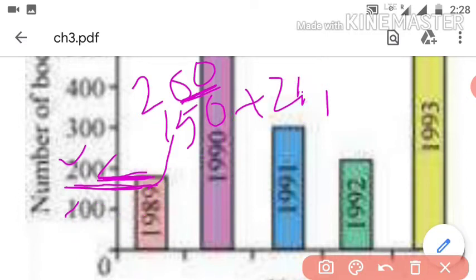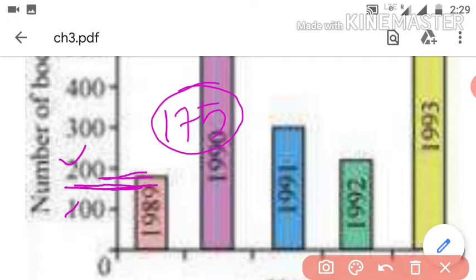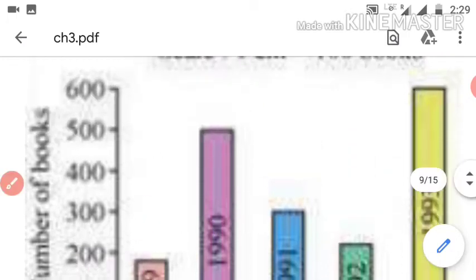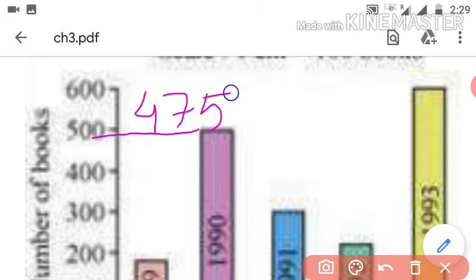175. So we can say the number of books sold in year 1989 will be how much? 175. Okay, 175, because this is below 200, so we have to say 175. In the same way for 1990, if you make a straight line from here, it will be slightly down 500. So this value will be how much? 475.